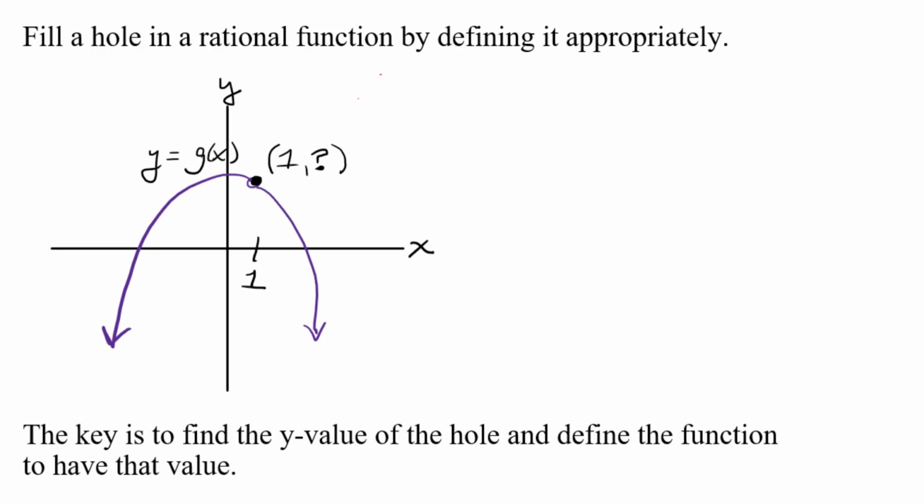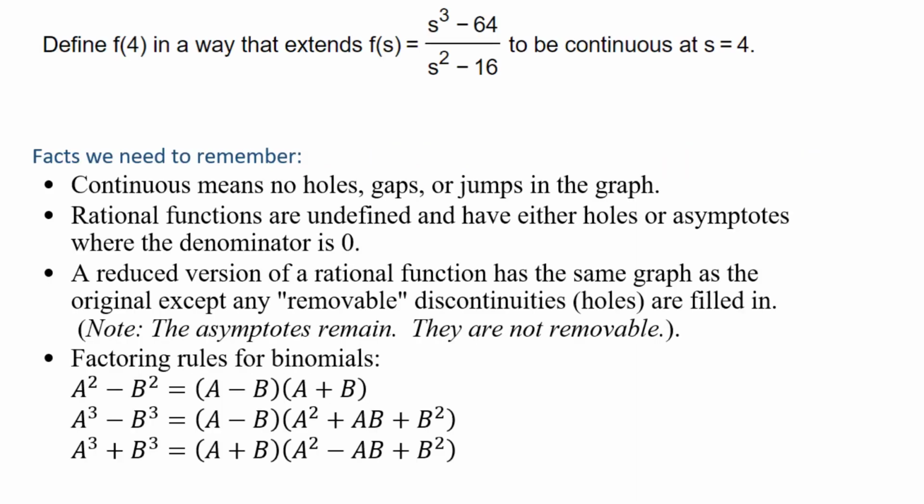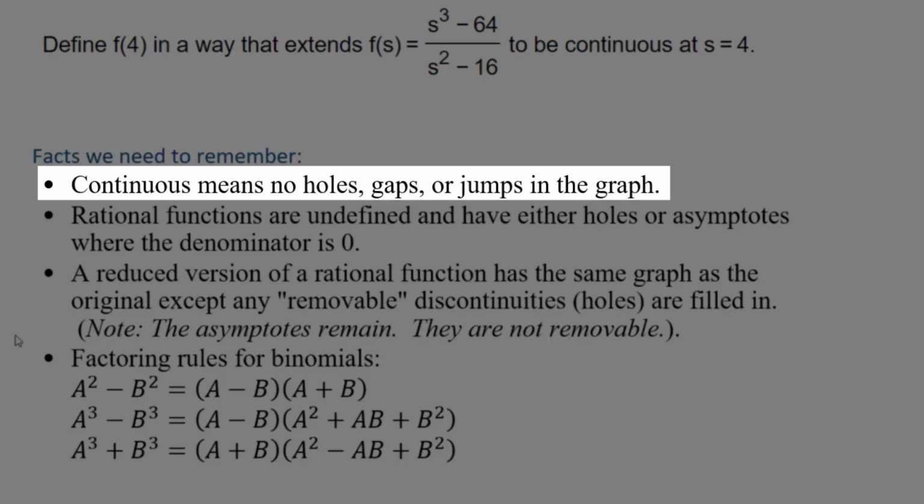So let's get started. The exercise we're going to work says define f of 4 in a way that extends f of s equals s cubed minus 64 over s squared minus 16 to be continuous at s equals 4. Here are some facts that we will need to remember. First of all, what does continuous mean? Continuous means that there's no holes, gaps, or jumps in the graph.